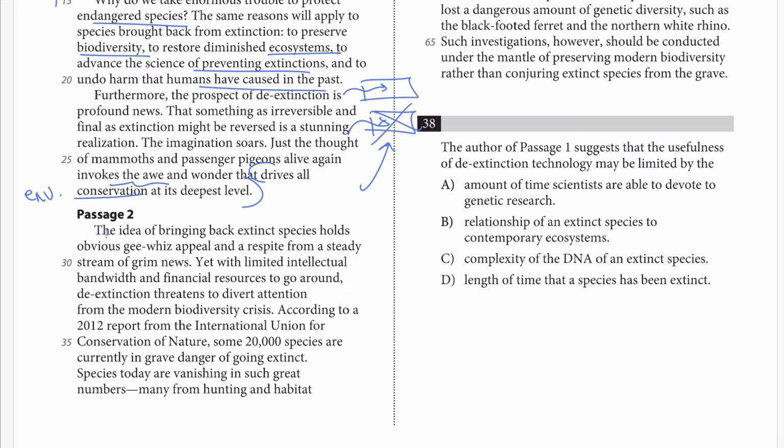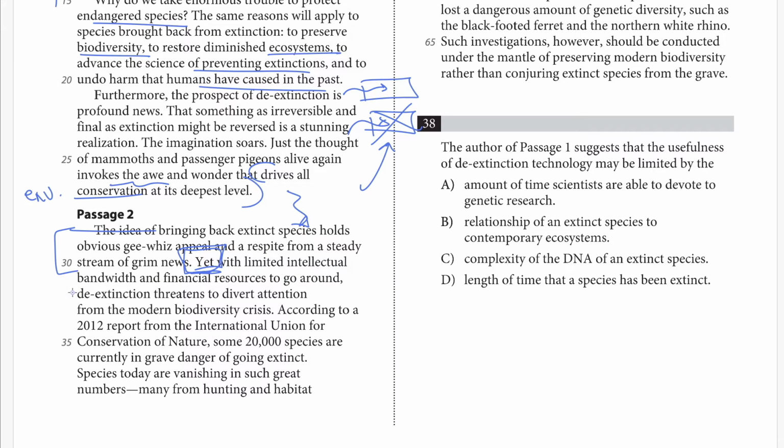Now the second one: the idea of bringing back extinct species holds obvious appeal and a respite from a steady stream of grim news, right? So what is this saying? Okay, it's exciting. This is immediately following this idea, written by somebody else and actually opposing it. Oh yeah, it sounds very cool, but this is a very, very important word. Yet, however, those are very important words.